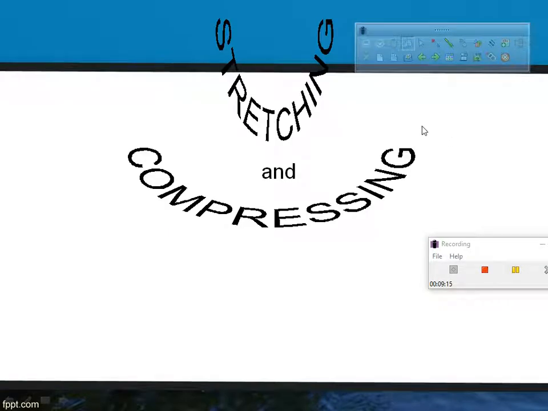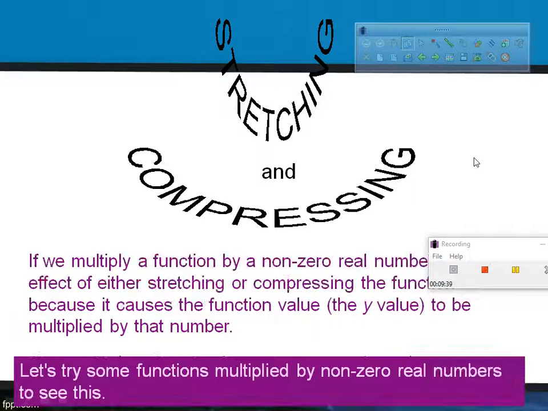All right, now let's talk about stretching versus compression. Stretching is when your graph gets closer to the y-axis, if you can see that. Compressing is when your graph gets closer to the x-axis. So it's kind of like getting narrower and getting wider. Now, here's how you tell whether or not your function has either stretched or compressed. It's all about what you multiply the function by.